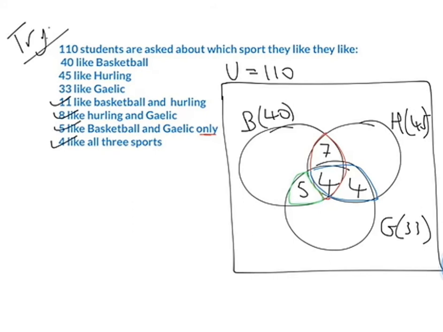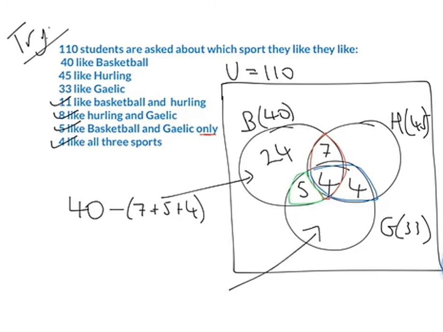Now, what about the next empty portions? How to find out the values of those? 40 minus 7 minus 4 minus 5. Look at the whole circle. 7, 4, 5 is already written. So this portion will be 40 minus all these values. So this is how you're going to do it, and you're going to do it for this portion as well, and the third portion as well.